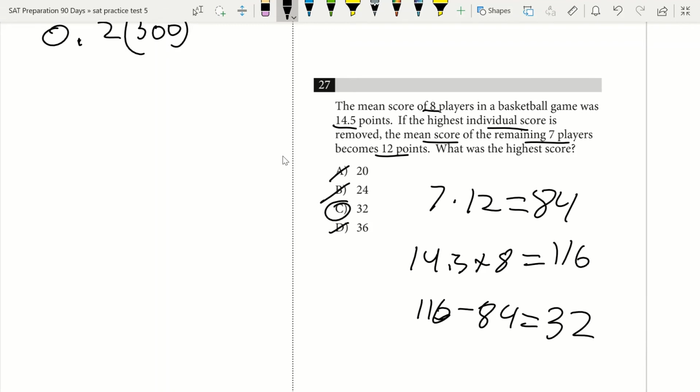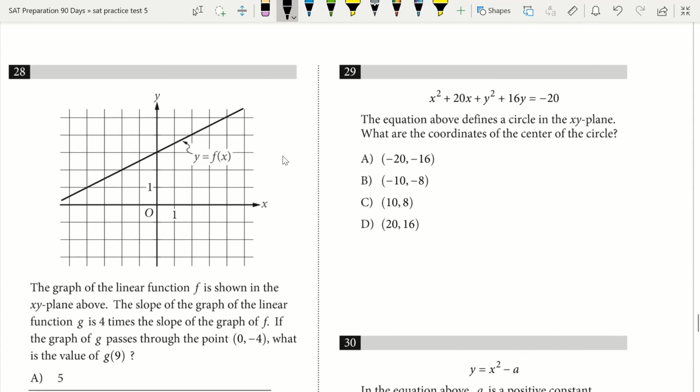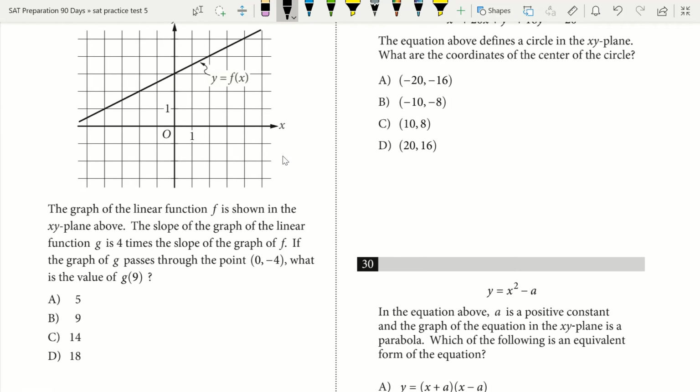All right, now we got question 28. Let's go down and find 28. Okay, I've got a line graph. I'm told that the graph of the linear function f is shown above. The slope of the graph of the linear function g is 4 times the slope of that of f. If the graph of g passes through this point, what's the value of g of 9?